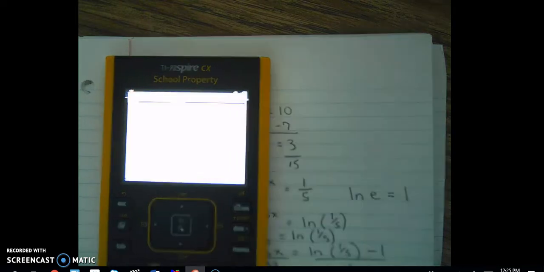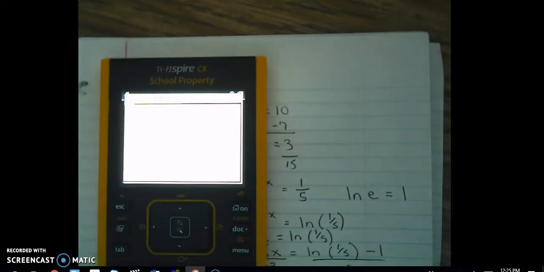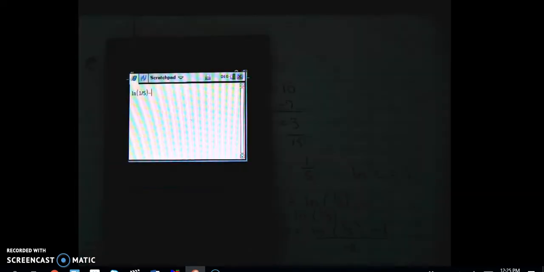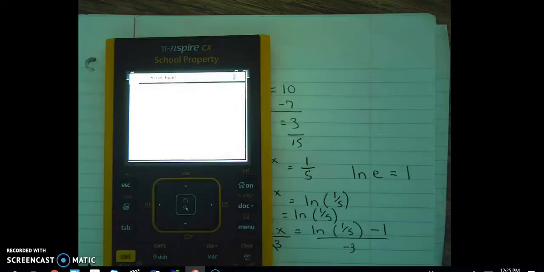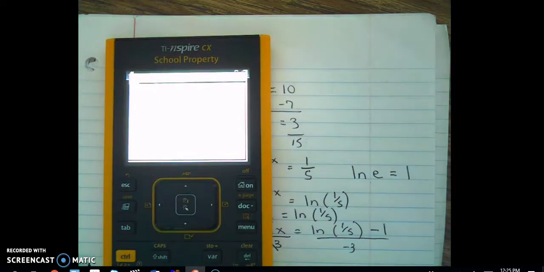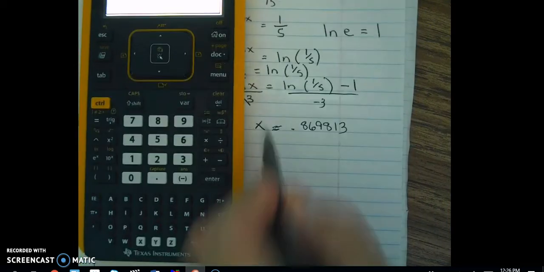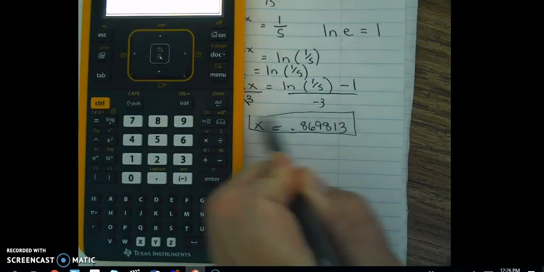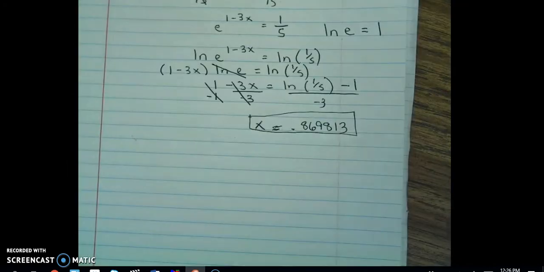It keeps getting blurry here for some reason. Minus 1. Okay, I'm going to go ahead and press enter here and then divide that answer by -3. So x is going to be approximately 0.86983. Okay, let's look at another example.